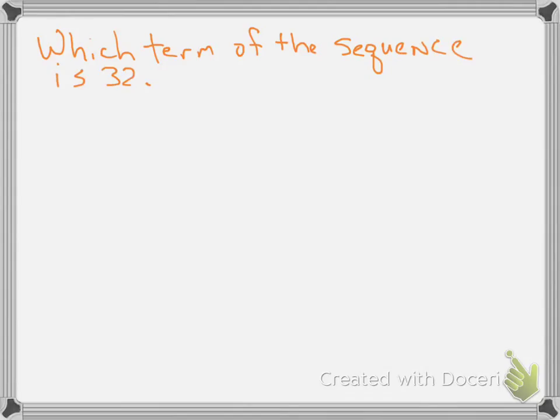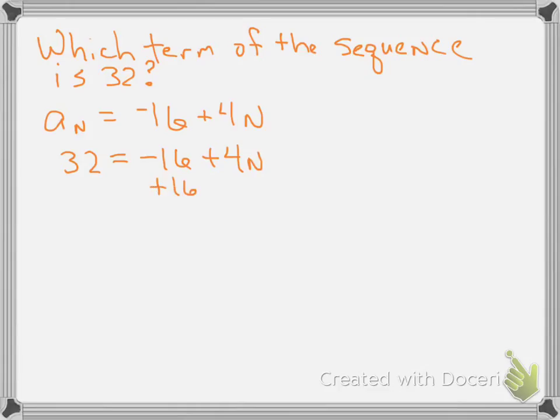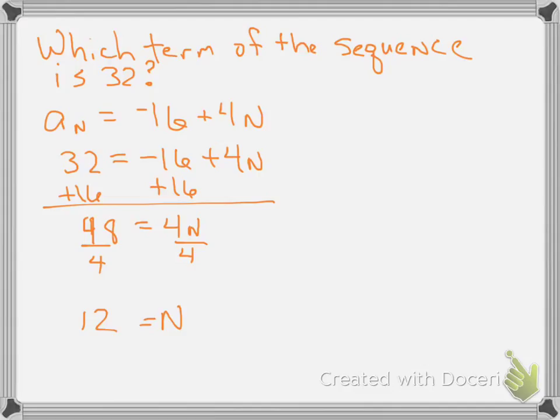Okay, then I think we want to say which term of the sequence gives you a different answer. Which term of the sequence is 32? In other words, when your answer is 32, how many terms did it take to get there? This becomes like solving an equation because I'm going to put the 32 in for the A sub n. Add, and then you can divide. That's all you got to do, or subtract, and then you can divide. It's that simple. So basically, that tells me the 12th term will give me an answer of 32.